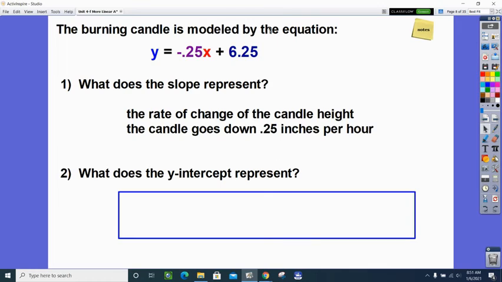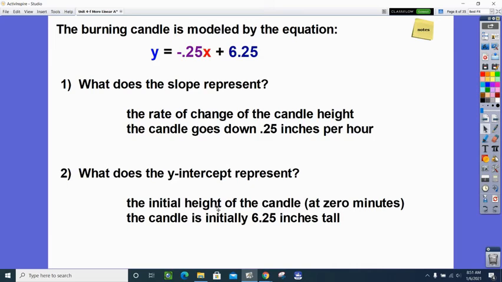What does this y-intercept represent? What is the 6.25? Did you say that that is the initial height of the candle? So when you bought the candle, it was 6 1/4 inches, 6.25 inches tall. So you get that information off of that equation.